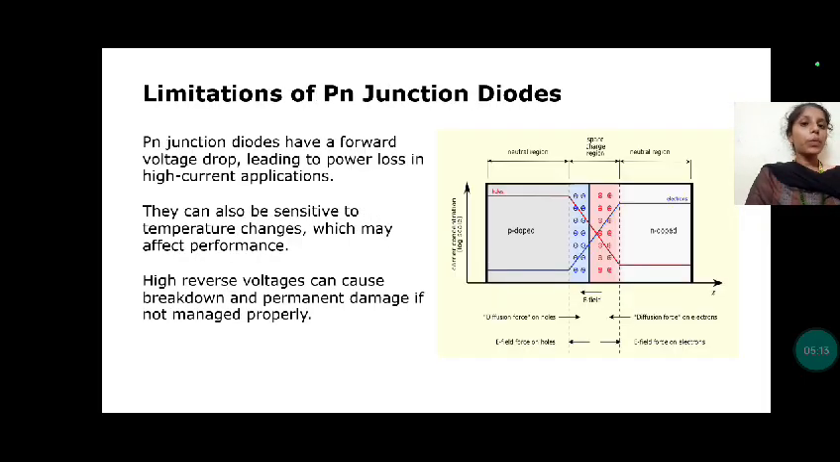Limitations of PN junction diode. PN junction diodes have a forward voltage drop leading to power loss in high current applications. They can also be sensitive to temperature changes, which may affect performance. Higher reverse voltage can cause breakdown and permanent damage if not managed properly.